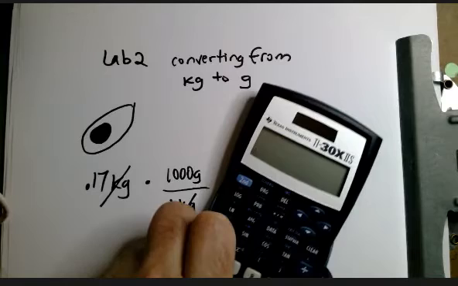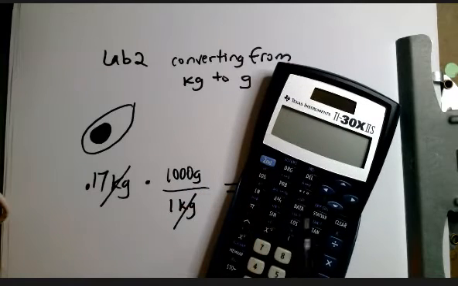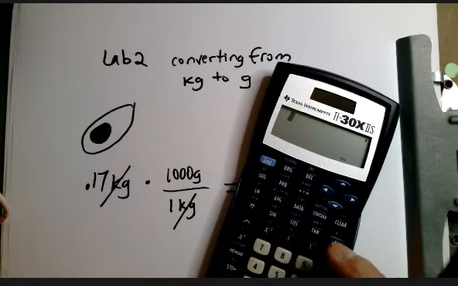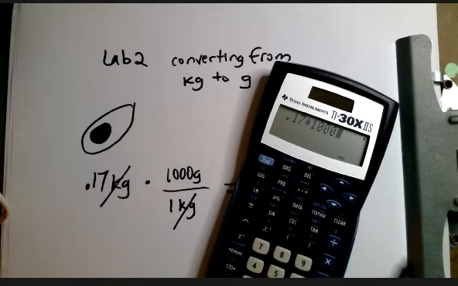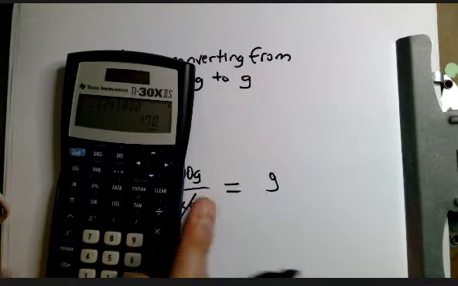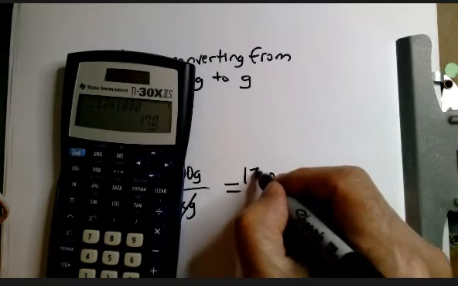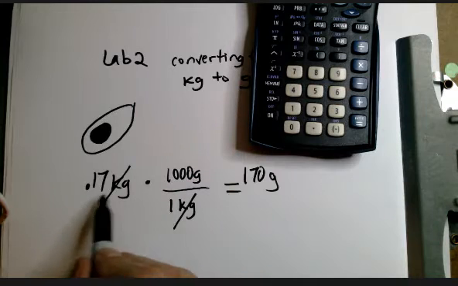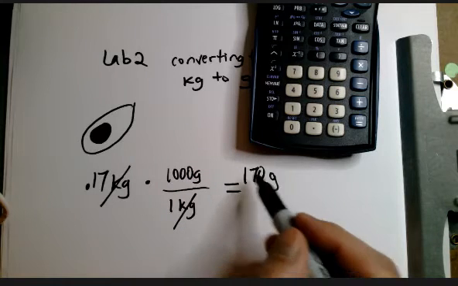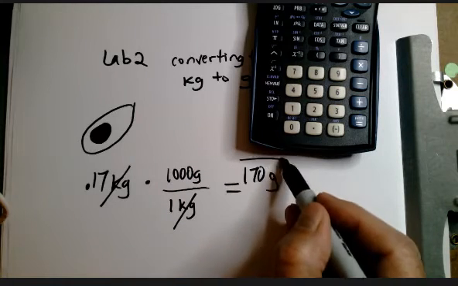So let's get our calculator out, turn it on, clear it. We are in degrees mode here. Very good. 0.17 multiplied by 1,000. I get 170 grams. That works out pretty nicely. That's got 2 sig figs, and so does this one. Very nice, mate.